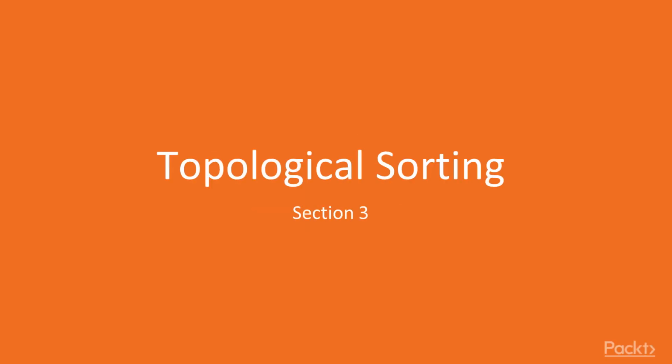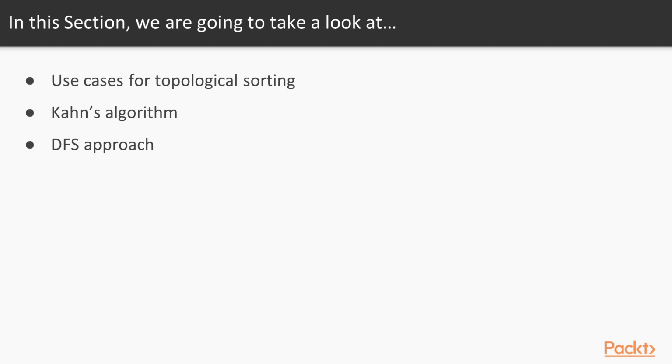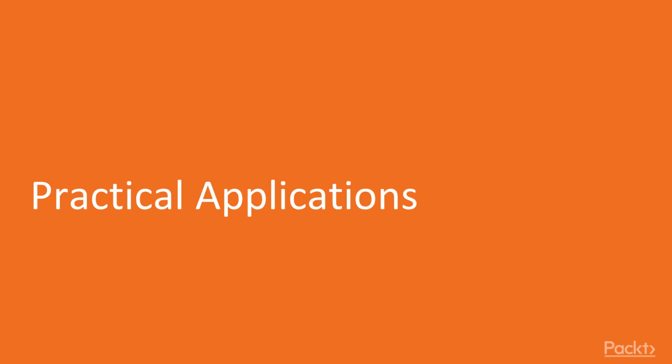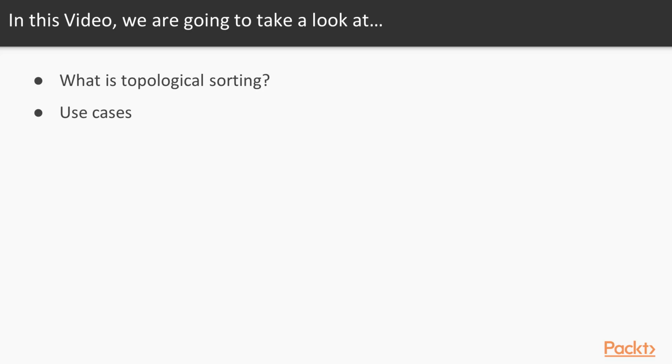Hello and welcome. In this section of the course, we will learn how to perform a topological sort on a graph. We will start by looking at some use cases and examples. Later, we will pick up two algorithms and implement them. These are known as Kahn's algorithm and the DFS topological sorting. But let's first start by looking at some practical applications. Specifically in this video, we will explain what a topological sort is and see some use cases.